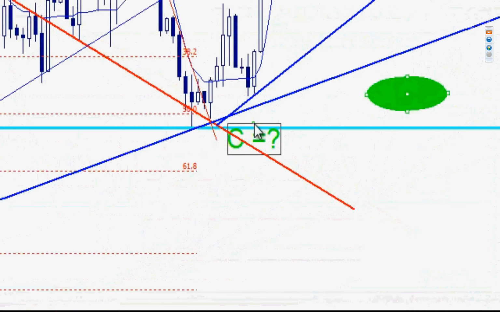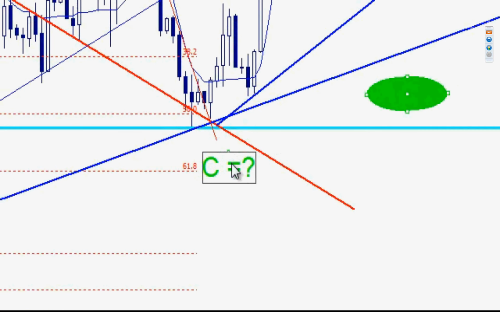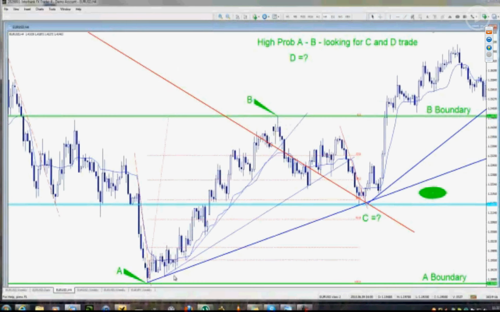This was a C that succeeded. So we could say that C succeeded here at the 5-0, and we have an A boundary. This is the lowest point, it's an A, and it's the B boundary. So that's how we get an A, B boundary. Now, the A, B boundary is not necessarily a level.